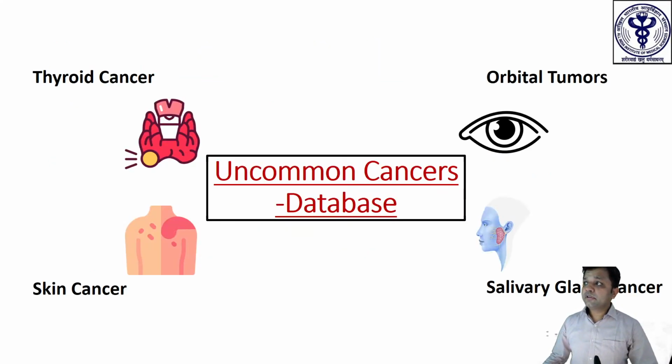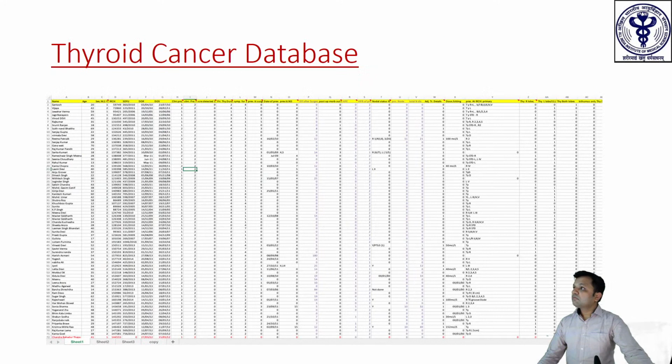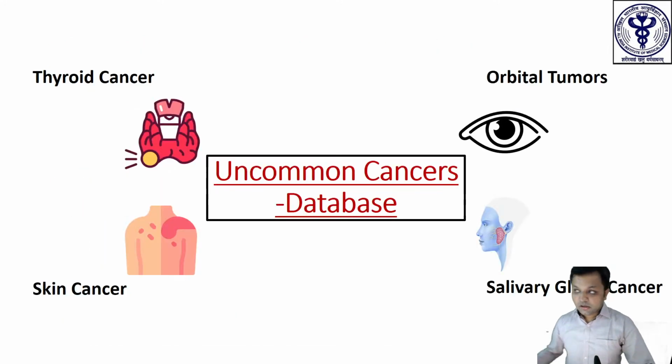The uncommon cancer databases maintained by the department are those on thyroid cancer, orbital tumors, skin cancer, and salivary gland cancers. The thyroid cancer in itself is not a rare disease, but what is uncommon about the thyroid cancer database which we maintain in our department is that it mainly comprises locally advanced and recurrent reoperative cases. We have a total of 467 cases in the thyroid cancer database.